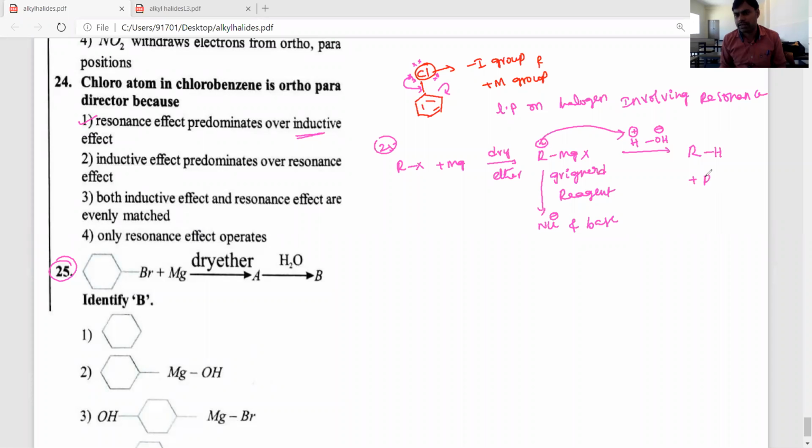The remaining product is MgOHX. It is an alkane. In the same way, what is present here? A cyclohexane ring. Then bromine is present and reacts with magnesium metal in the presence of dry ether, then forms cyclohexyl magnesium bromide. This is a Grignard reagent. When treated with water, it forms cyclohexane. What is the product? Cyclohexane.